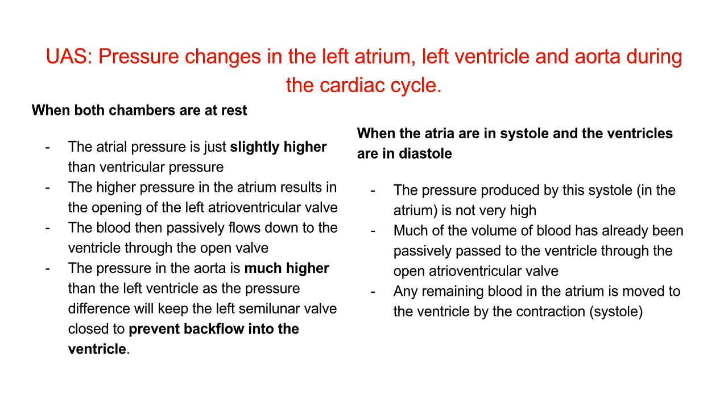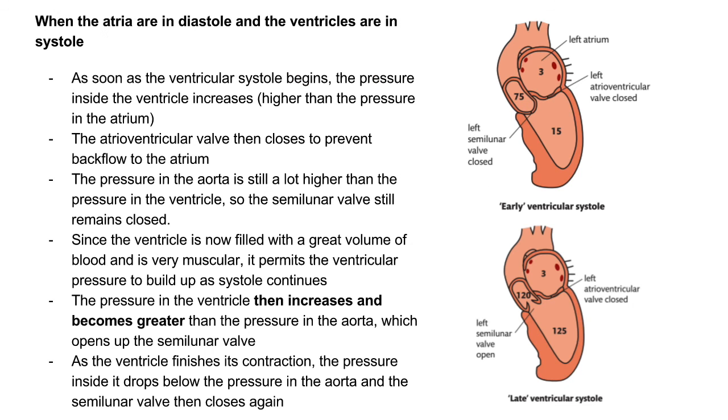Well, since the walls of each atrium are relatively thin and not really capable of creating very much pressure, and much of the volume of the blood has already been transferred to the ventricle through the opened atrioventricular valve, only a small amount of pressure is needed in order to get rid of the rest of the blood that is still left in the atrium. So what about when the atria are in diastole and the ventricles are in systole?